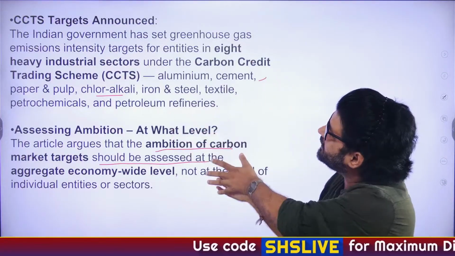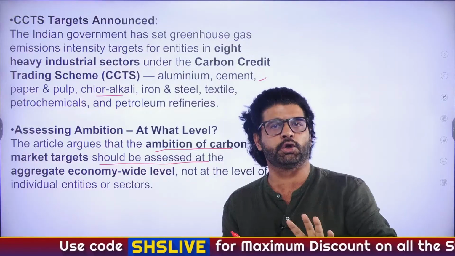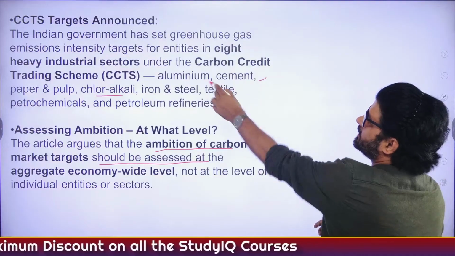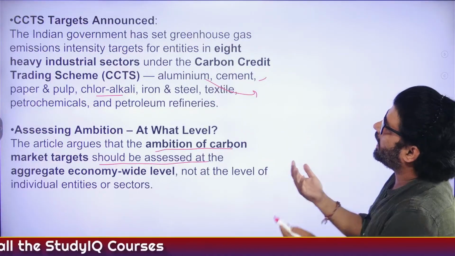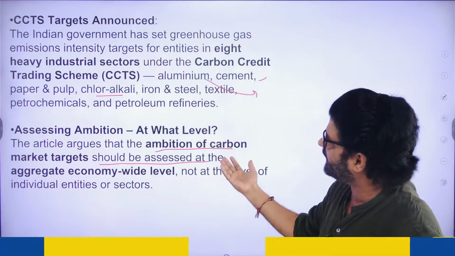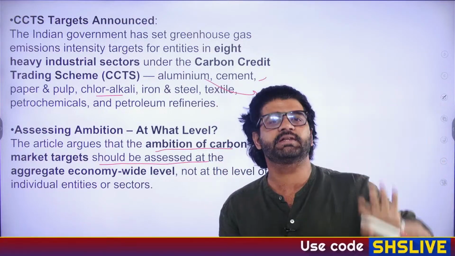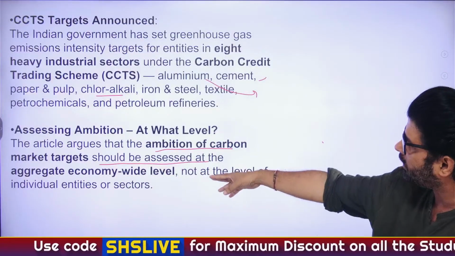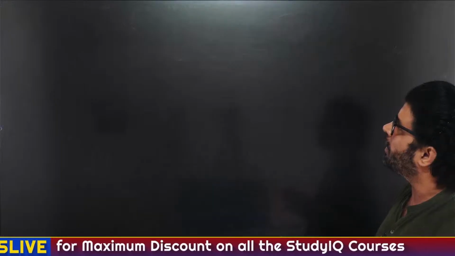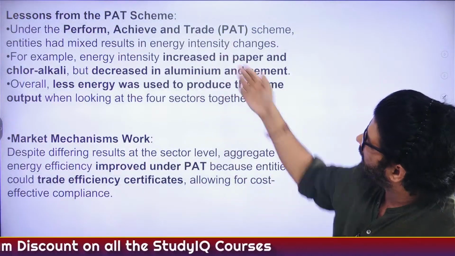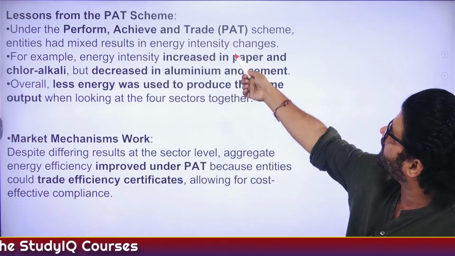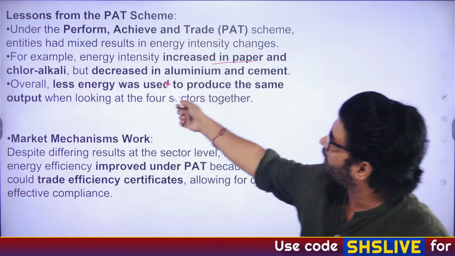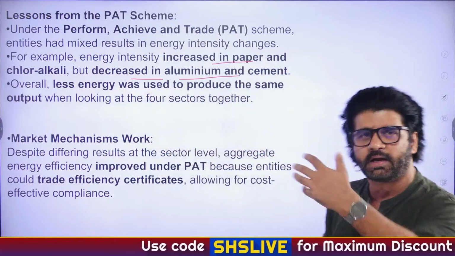You should combine all these industries at the economy wide level and look into it rather than focusing on individual entities or sectors, because it can happen that, let's say, aluminium emits a lot of carbon, which is offset by, let's say, the textile industry, which emits less carbon. So don't focus on it individually, focus on it at the economy wide level. That is what these two authors are talking about, what used to happen earlier. Under the PAT scheme, entities had mixed results in energy intensity changes. For example, you can see here, energy intensity increased in paper and chlor-alkali, but decreased in aluminium and cement. And in general, it decreased.